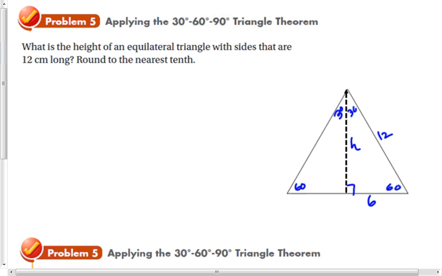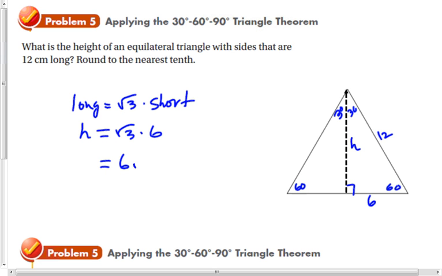And we can find the height because the long leg is equal to square root of 3 times the short leg. So h is a long leg, that's equal to square root of 3 times 6. So h is equal to 6 times square root of 3. If we wanted to approximate that, we could just multiply it out and we get about 10.4 centimeters. All right, you try that.